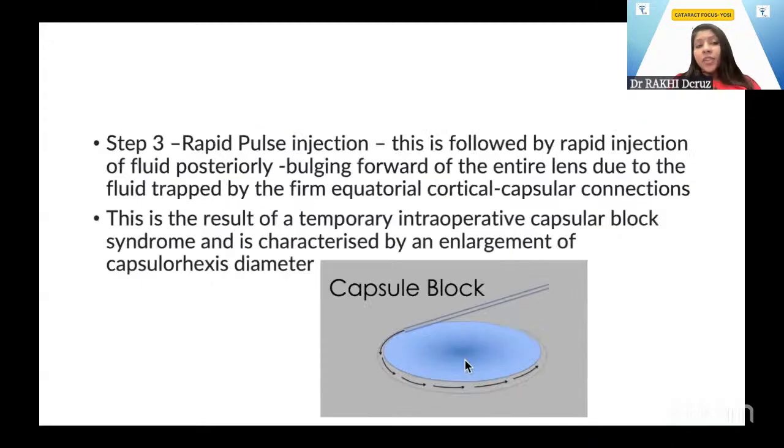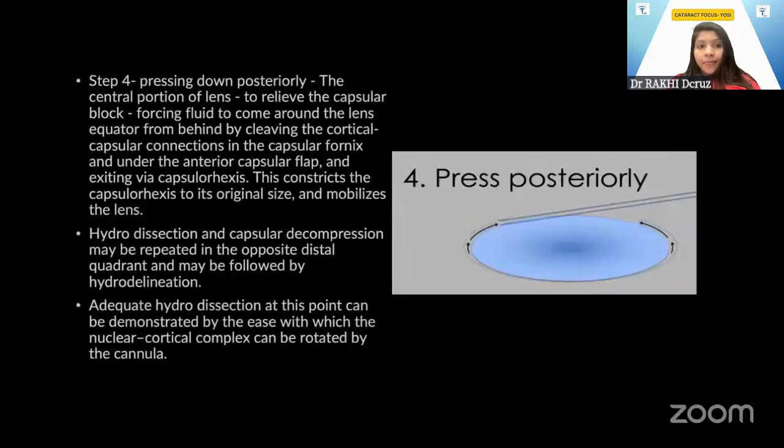Next is step 3, in which there is a rapid pulse injection of the fluid posteriorly. This leads to a bulging forward of the entire lens due to the fluid trapped by the firm equatorial corticocapsular connections. This can lead to a temporary intraoperative capsular block syndrome, characterized by an enlargement of the capsular rhexis diameter when we are looking at it.